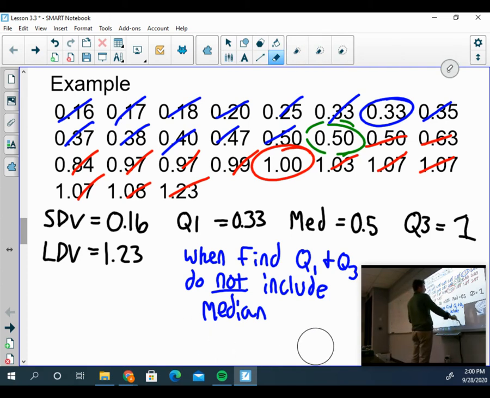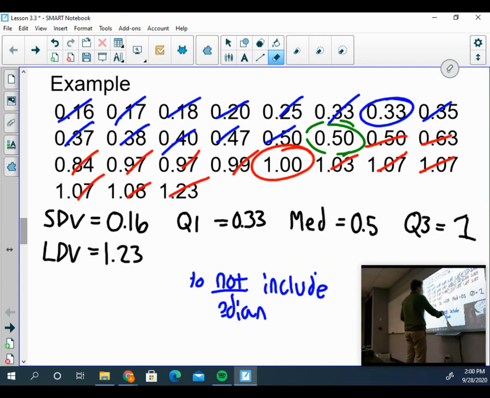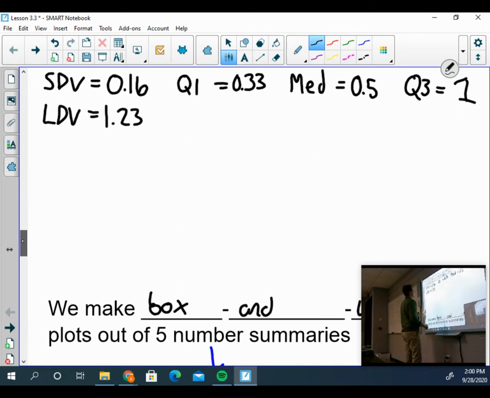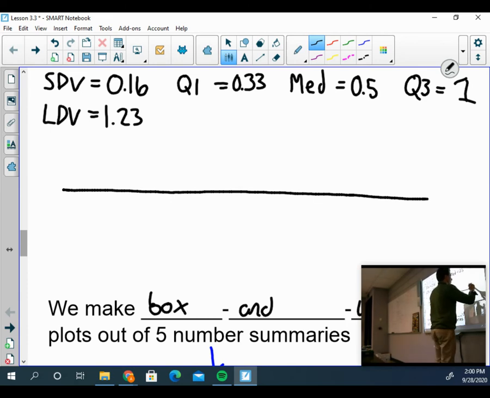So we said we use our 5-number summaries to make a box and whisker plot. So we have our 5-number summary. Now how do we make the box and whisker plot? Well, it's pretty simple. You start by drawing a number line. And then this is where your range can change. For me, I'm always going to pick a value below my smallest data value and above my largest data value. So to me, what makes sense is I'll start at 0, and I'm going to work my way up to 1.5, and I'll go up by 0.25.